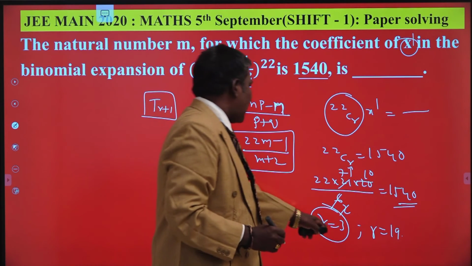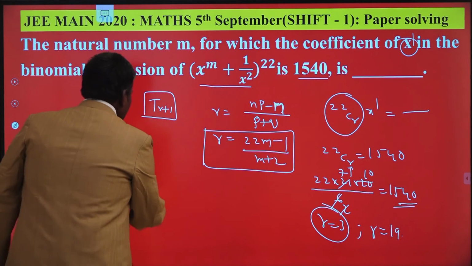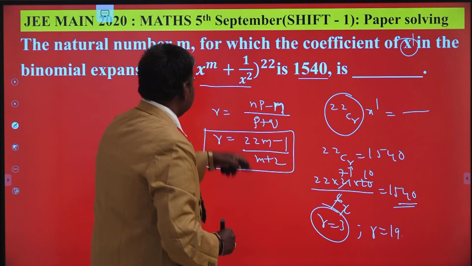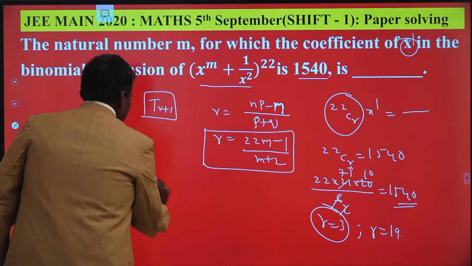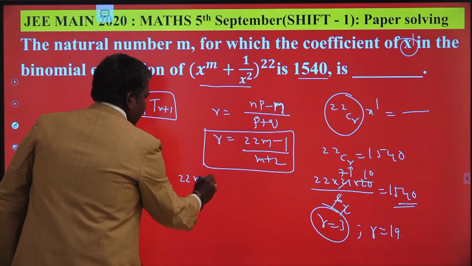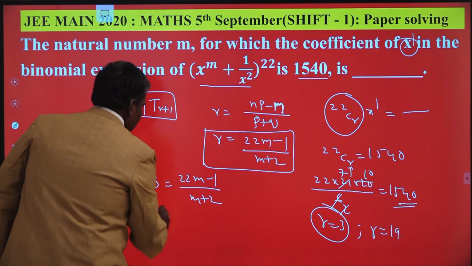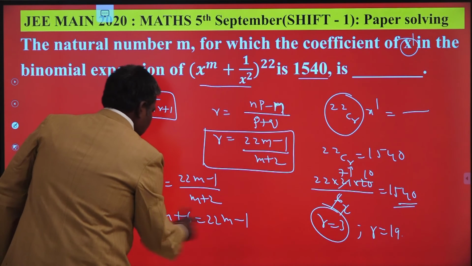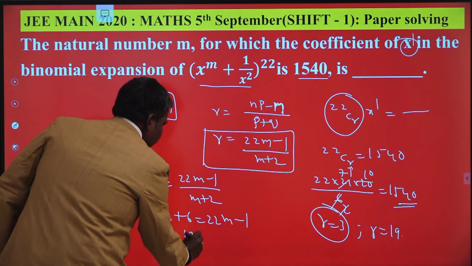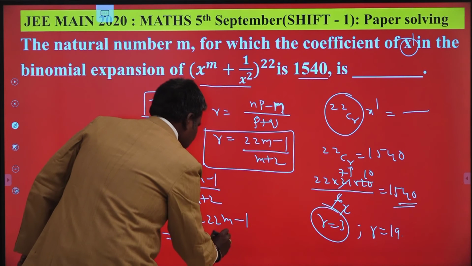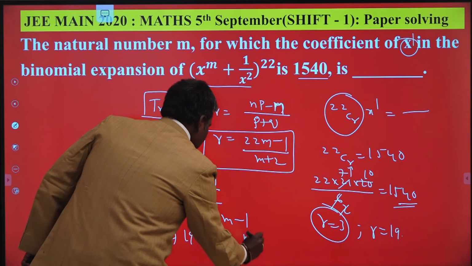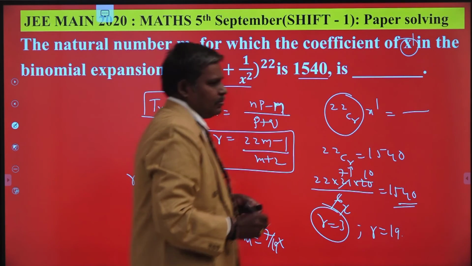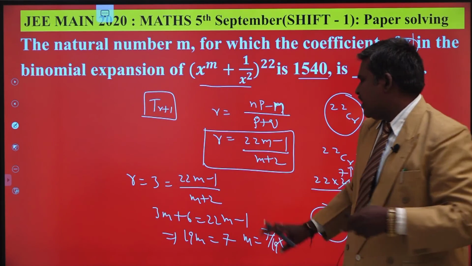When you substitute r equal to 3 here, what about my r now? r is equal to 3, so 3 equals (22m minus 1) by (m plus 2). That is 3m plus 6 equals 22m minus 1. Now 19m equals 7, so m is a fraction. m is equal to 7 by 19, which is not possible because m is a natural number. So it is not possible.